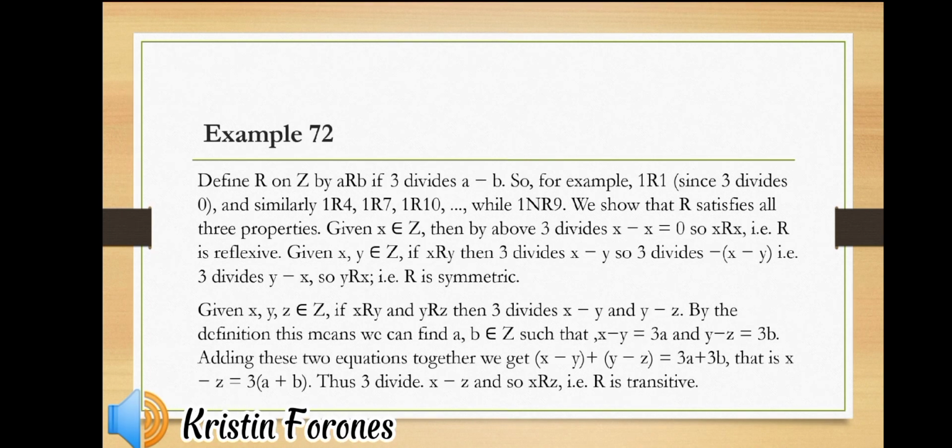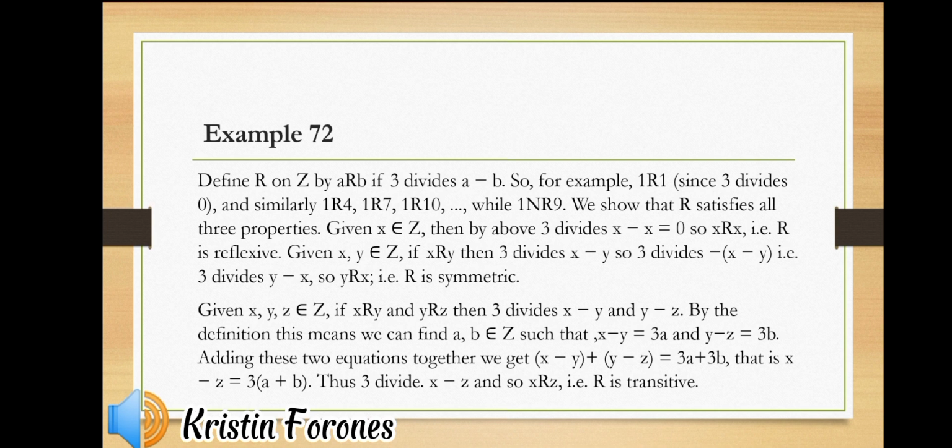Example 72. Define R on Z by a relation b if 3 divides a minus b. This will serve as our formula for defining the relation. Now I'm going to show that R satisfies all three properties: reflexive, symmetric, and transitive. For the first, let x be an element of Z. Then by the above, 3 divides x minus x, which equals 0. So x is related to x, therefore R is reflexive. It is reflexive because every object under consideration relates to itself.